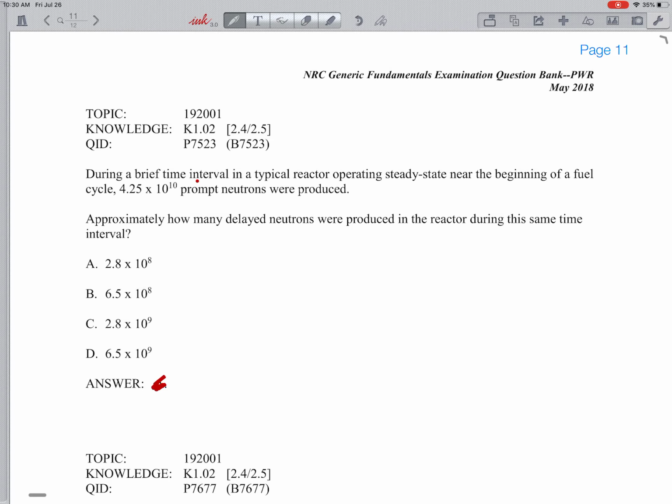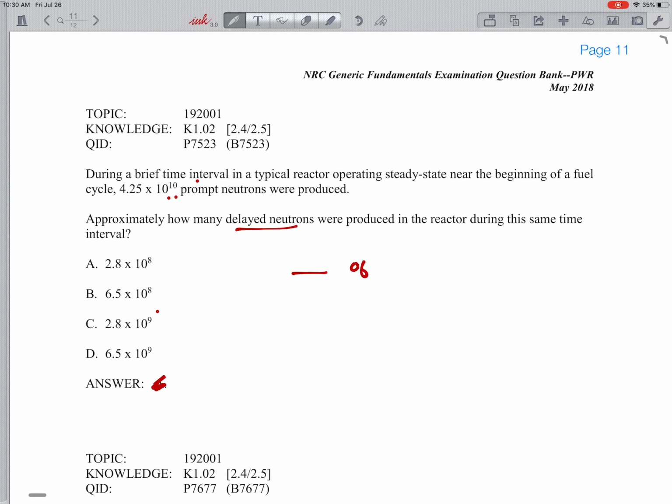During a brief time interval in a typical operating steady state at the beginning of the fuel cycle, 4.2 times 10 to the 10th prompt neutrons were produced. Approximately how many delayed neutrons were produced in the reactor? So it's going to be something times 10 to the 8th from what we've seen earlier. But hey, we'll do it.